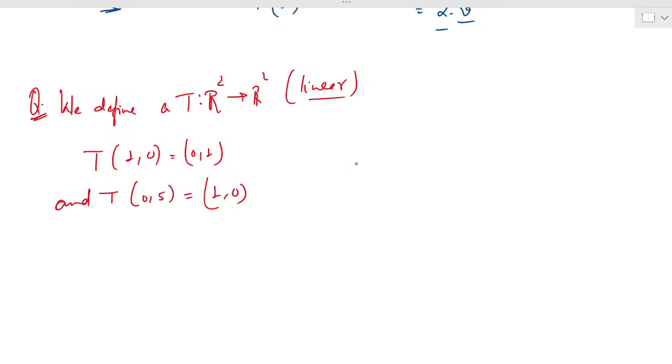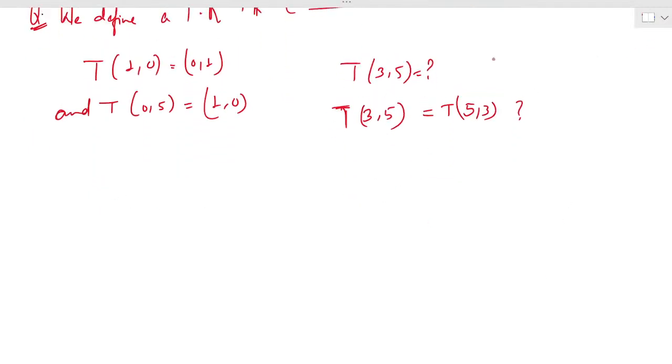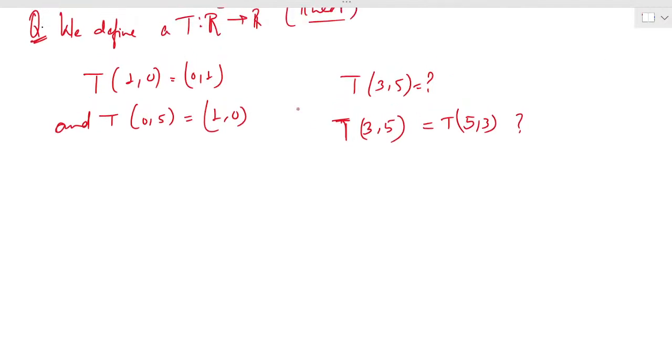Now I want to find what is T of (3, 5). And one more question, just give me the answer to that: whether you think that T(3, 5) is equal to T(5, 3). Okay, so what do you think? I'm giving you a minute to think about it. You can put this in the comments. You just have to give me the ordered pair. What do you think T of (3, 5) is going to be?